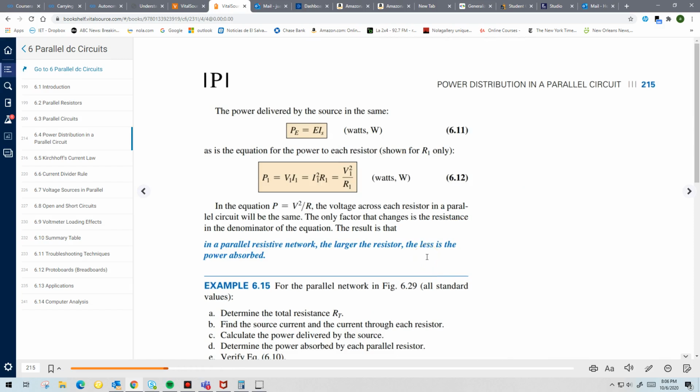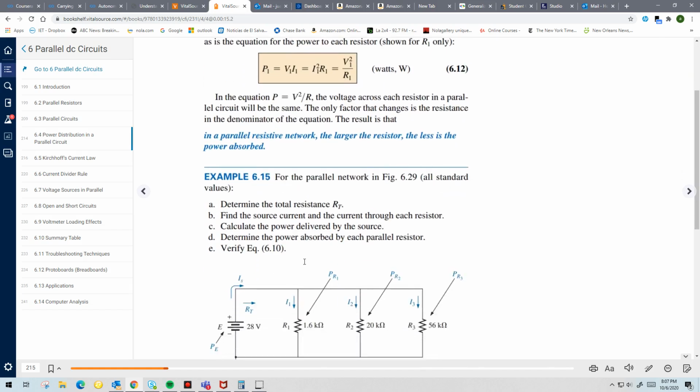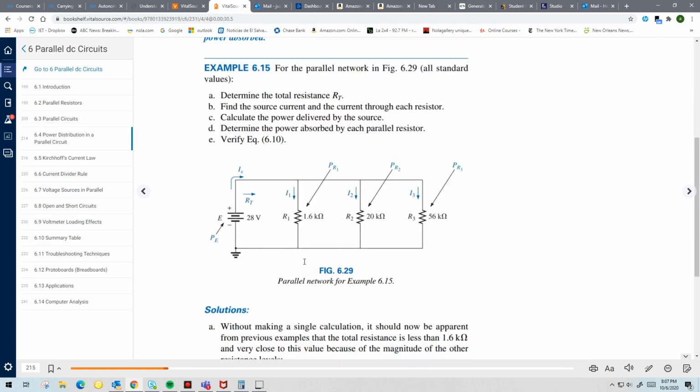And you can use the same equations as before, right? The voltage times the current, or you can use the square of the current or the square of the voltage to find that power. It's the same equation. That doesn't change. All right. So let's look at one example here.